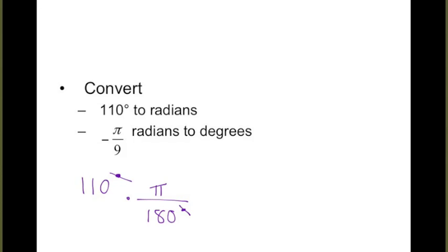Then we're going to multiply, except we're not going to type this in our calculator and get a big ugly decimal, because that's what we would get for a pi. We're just going to multiply it straight across and then reduce. So this becomes 11 pi over 18.